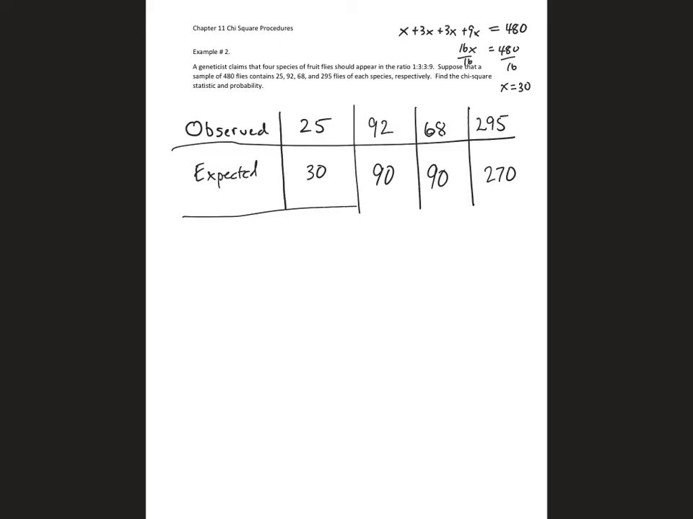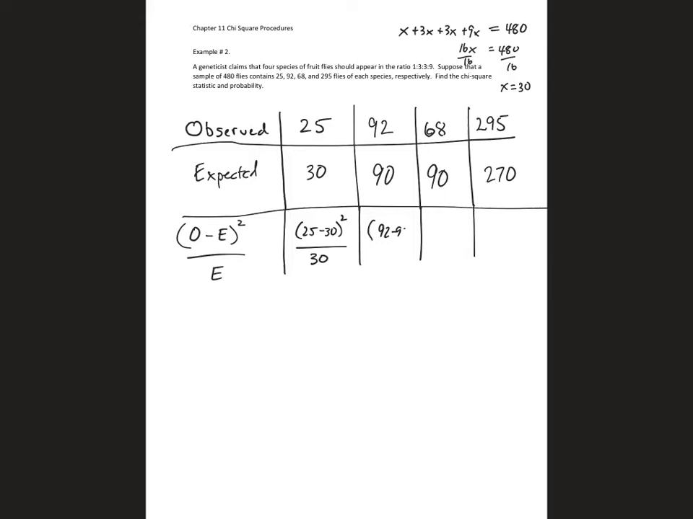So now we could find our chi-squared statistic for each one. That is observed minus expected quantity squared divided by expected. So 25 minus 30, square that and divide it by 30. Then 92 minus 90 squared divided by 90. We've got 68 minus 90, square that, divide that by 90. And 295 minus 270, square that difference and divide it by 270.